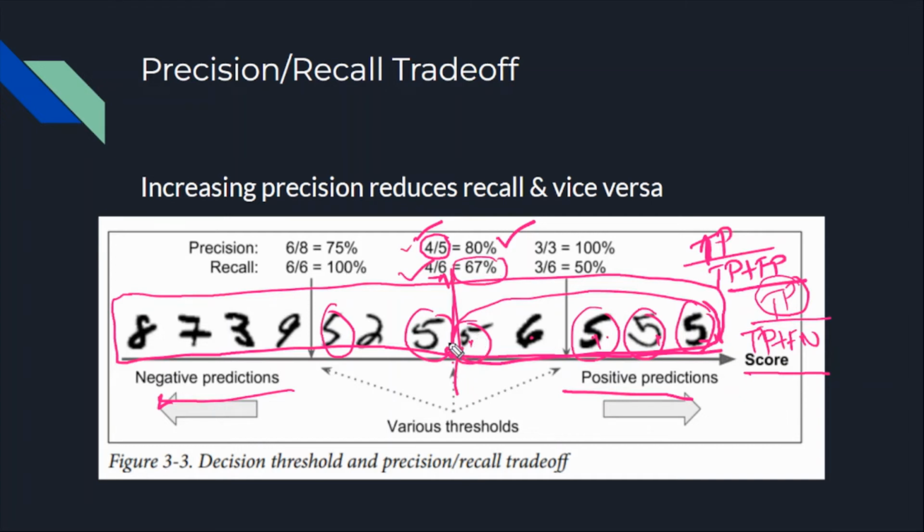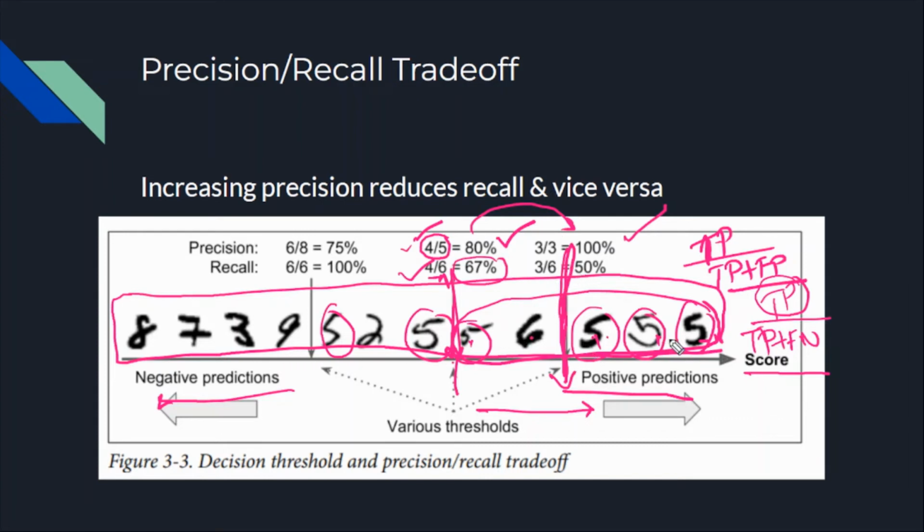Now let's move my threshold value to here. How many projections are there? 3. Out of which how many are actual positive projections? 3, so my precision becomes 100%, right? So what is happening here, my threshold is increasing. We can see that when the threshold is increasing, my precision is also increasing.